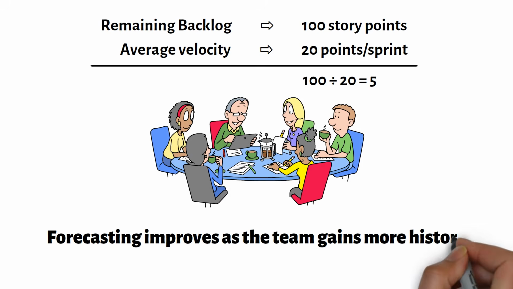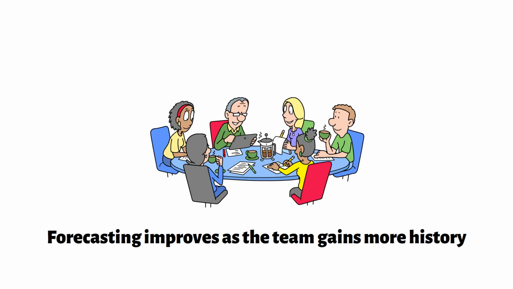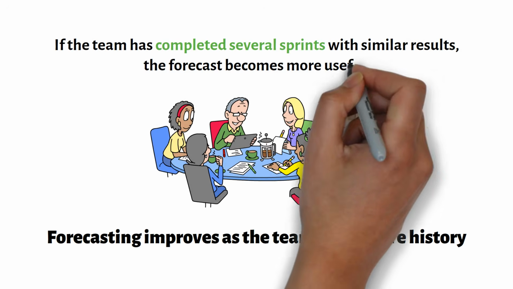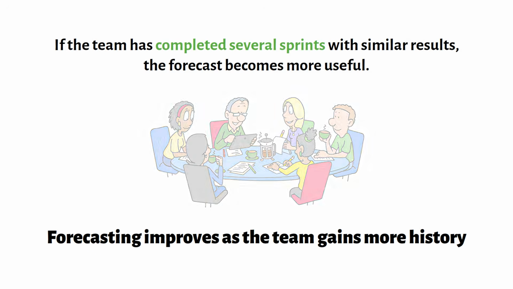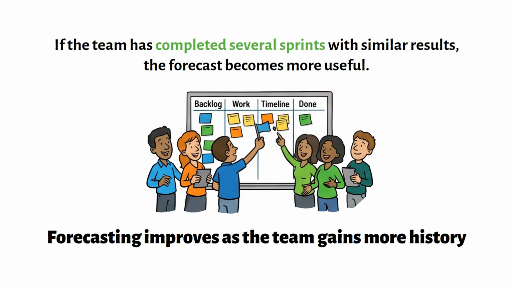Forecasting improves as the team gains more history. If the team has only completed 1 sprint, velocity is still immature. If the team has completed several sprints with similar results, the forecast becomes more useful. Velocity helps teams plan realistically, but it should always be treated as a planning guide, not a promise.